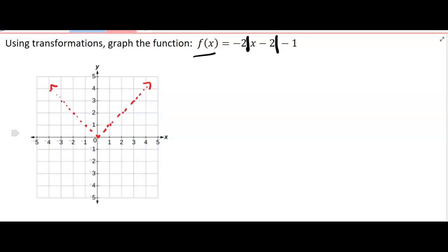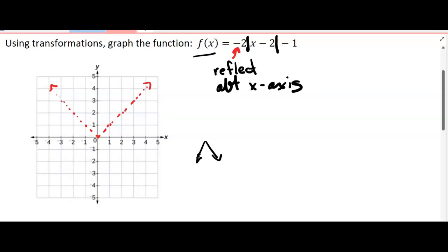Now we have to look at the transformations. So it does reflect about the x-axis, because it's negative. So it's going to be upside down, okay? That's going to be the reflection. And then it's going to get multiplied by 2. So it's going to be steeper, okay?